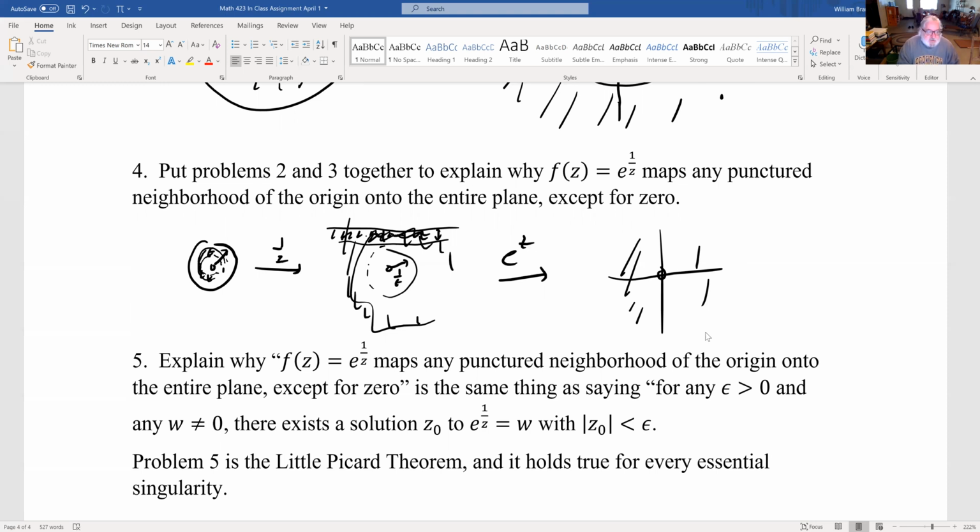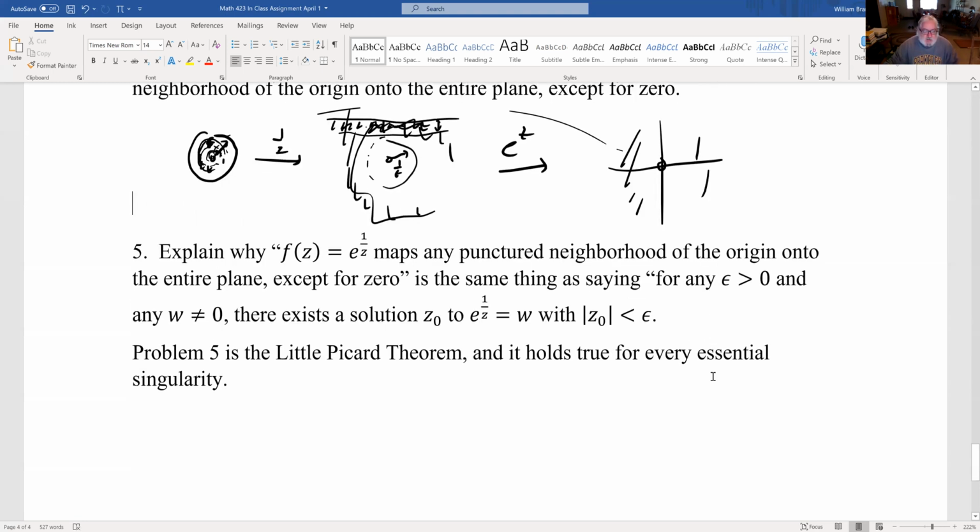The weird thing about this is it doesn't matter what your epsilon is, right? Whatever epsilon you pick, whatever small radius you want, even as you get smaller and smaller and smaller, you always map that region to the entire plane.